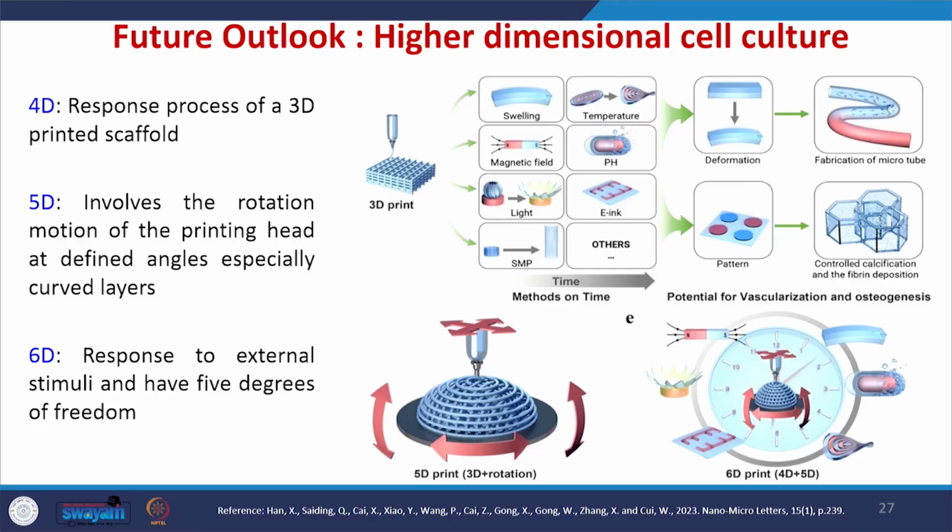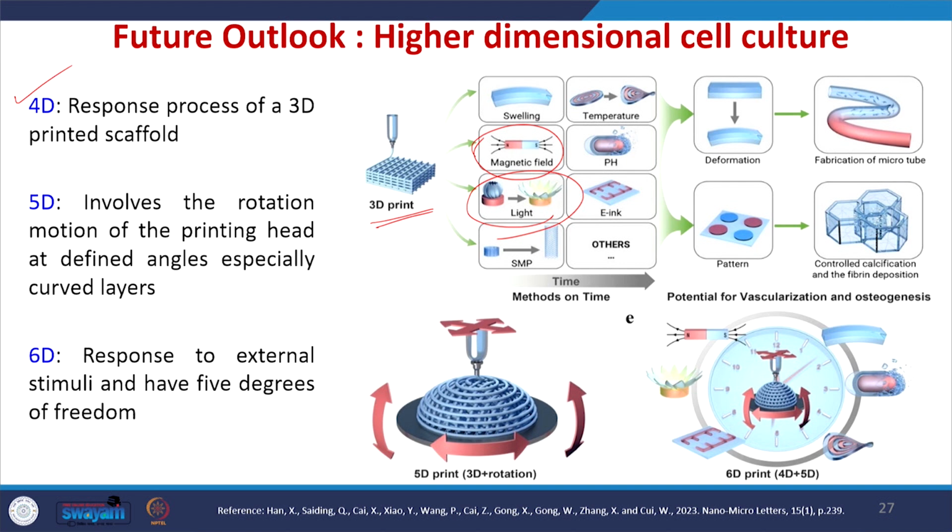Let us briefly learn about higher dimensional cell culture models. The first one is the 4-dimensional scaffold. This 4-dimensional scaffold responds to external stimuli. Once we do the 3D printing and load some kind of magnetic nanoparticle, with the help of an external magnetic field, the scaffold can shrink or expand. Or if you add nanoparticles which can respond to light, the scaffold can shrink or expand with respect to the light.